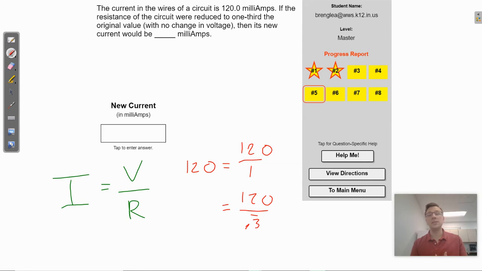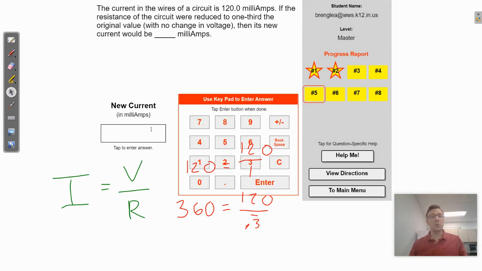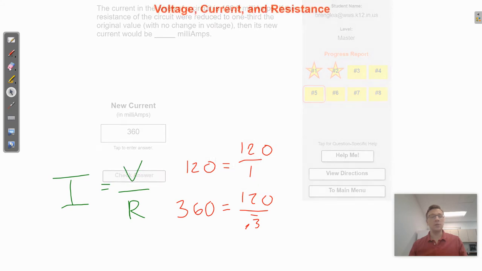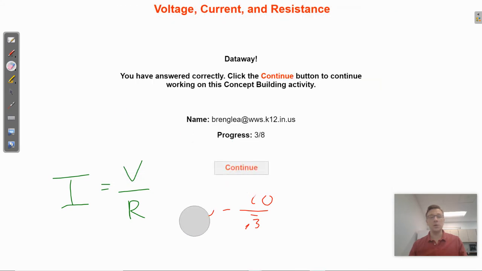What you're going to find is that because the resistance went down, the current goes up. So if you divide the resistance by 3, that means we need to multiply our current by 3. So the new value here is going to be 360 milliamps, because you can go ahead and do that calculation if you like. But that's what we're going to put in here, 360. Go ahead and enter that, check the answer, and we are good to go.